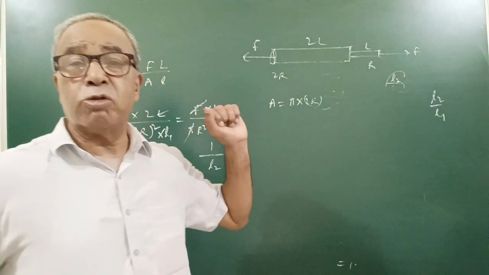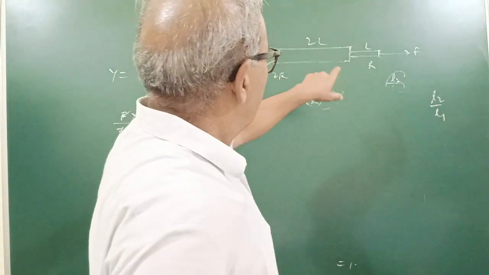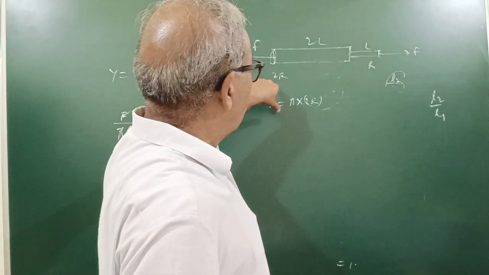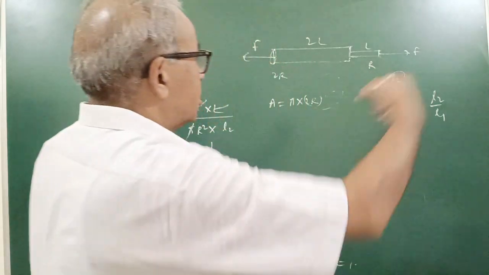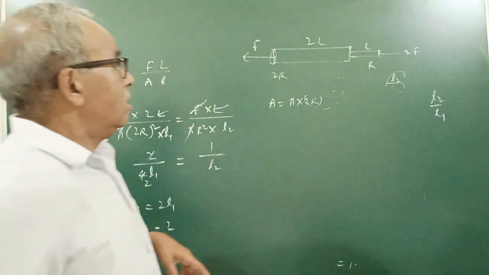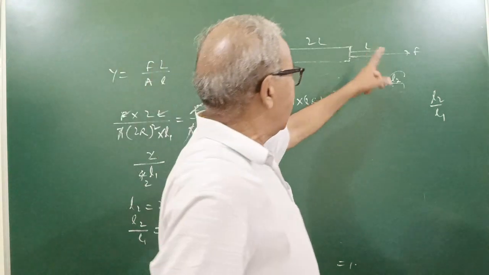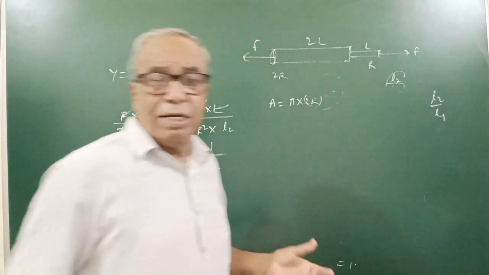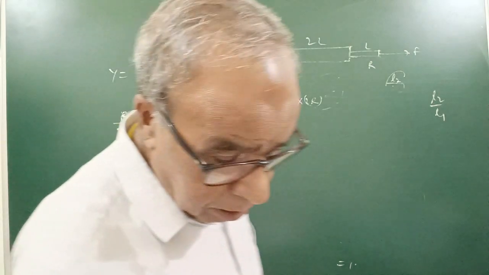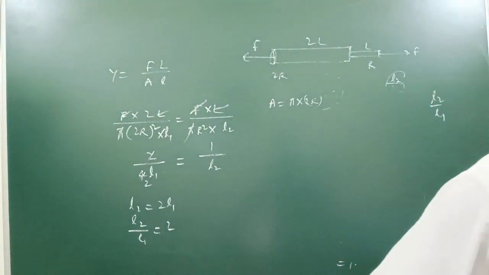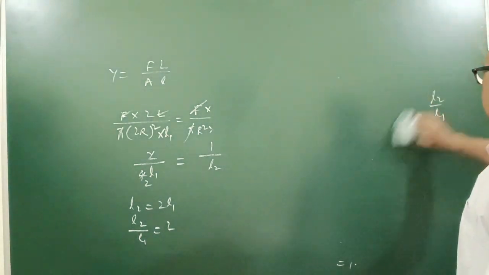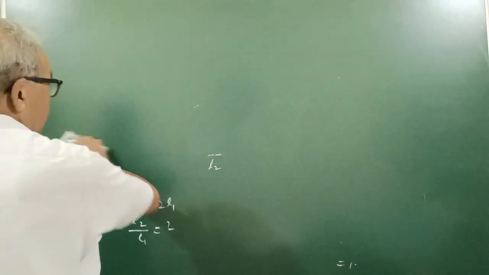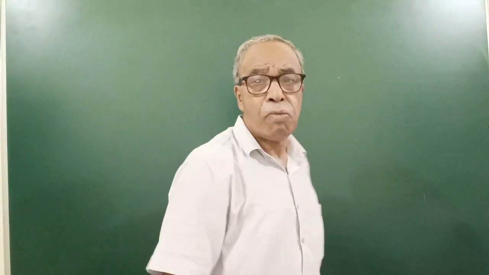I hope we have got the question. Two copper wires, one of length 2L, radius 2R, the other of length L and radius R, are stretched by equal forces on both sides. The ratio of elongation of the shorter wire to the longer is asked. So this can be done this way. Now the next question.